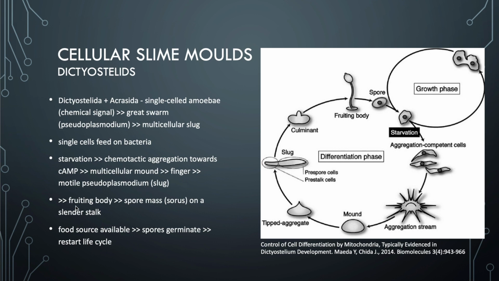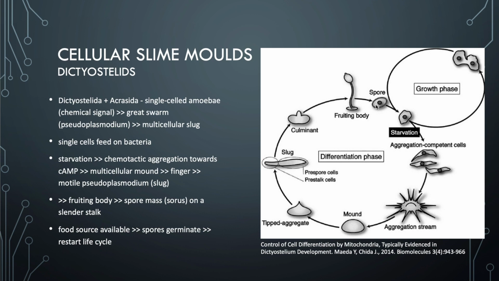Then the slug itself, as it moves along, finds a suitable place and produces a fruiting body, where at the top there is a spore mass that forms, and in this case it's called a sorus, and some cells die in order to produce the stalk.